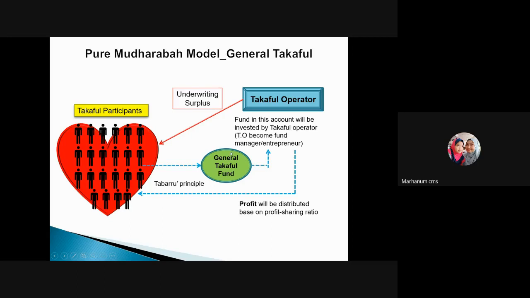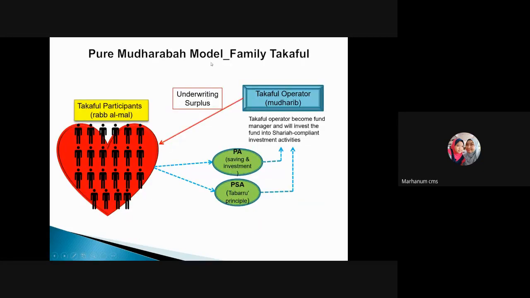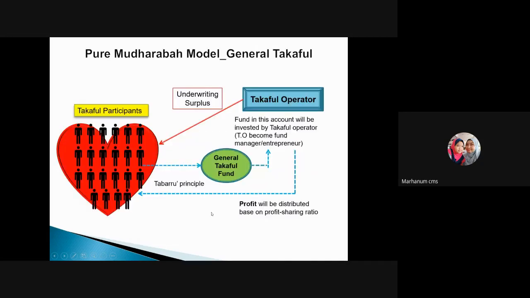And general Takaful has one account here. Okay, so let's proceed with the family Takaful for the Mudarabah model and PO. In the PO Mudarabah model, the underwriting surplus is returned back to the participant, and family Takaful means long term protection whereby the elements of saving and investment are suitable to be offered because of the long term maturity. And then for sure there is a risk fund here. Risk fund is usually based on the tabarru' principle, same as the general Takaful here.